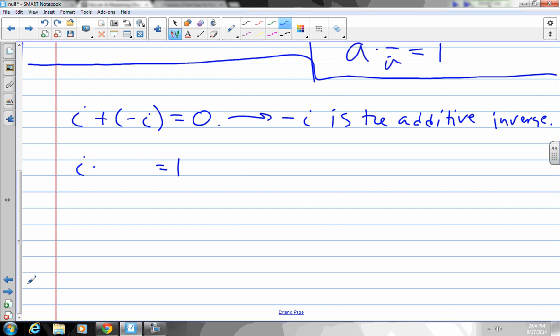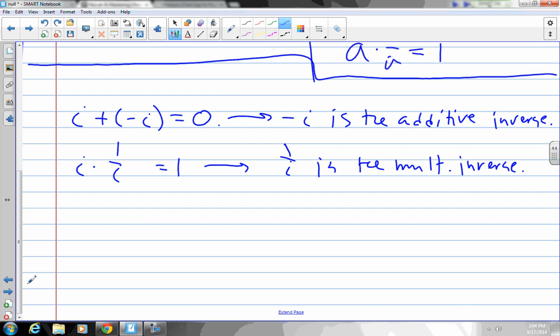Well, i times 1 equals i. But i times what will equal 1? Well, that will be negative. But if you follow that reciprocal pattern, that still works, right? The i's cancel. So 1 over i is the multiplicative inverse.